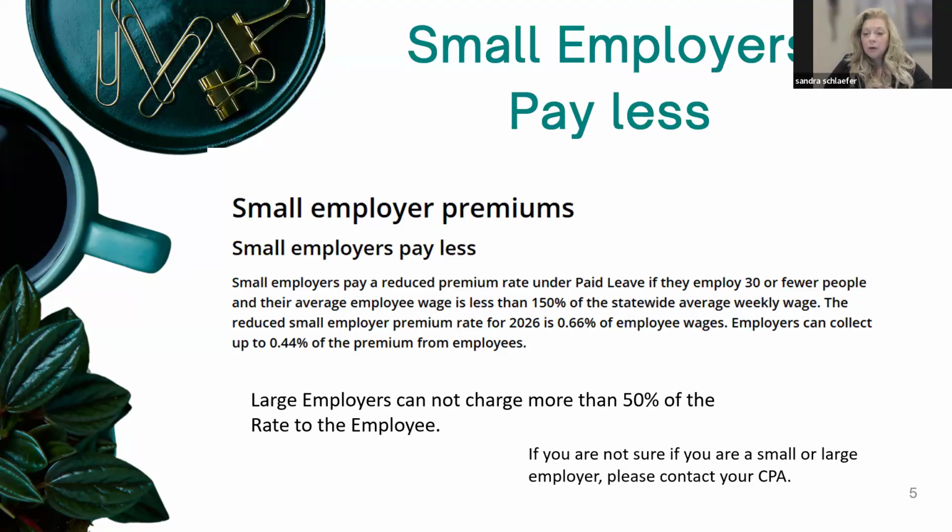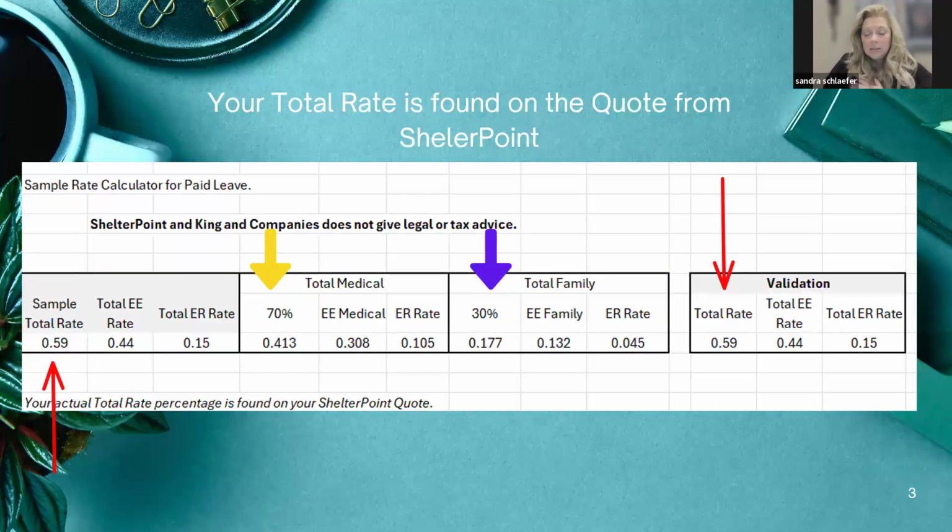If you are a large employer, based on this over 30 definition, then you cannot charge an employee more than 50% of whatever your rate was on your quote. If you're not sure if you're a small or large employer, you can always contact your CPA. And just to remind you, we are not a CPA firm, nor do we deal with taxes, nor are we an attorney, and nor is Shelter Point. So that is a disclaimer that we do need to state.